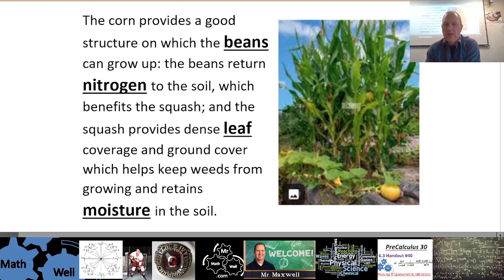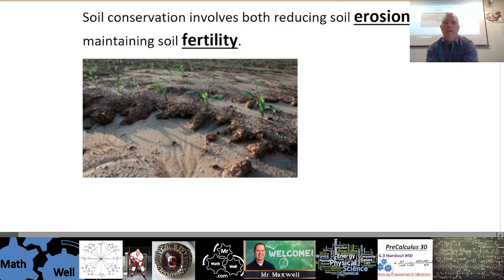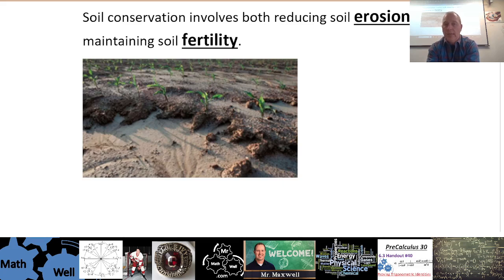So in this picture, it's a little tough to tell what's what, but we have the squash with the big leafy plants there, and we have the beans that grow underneath the shade of some of these leaves and climb up the corn stalk and all that sort of stuff. So you get three plants in one, and they all kind of help each other out a little bit. Soil conservation involves both reducing soil erosion and maintaining soil fertility.